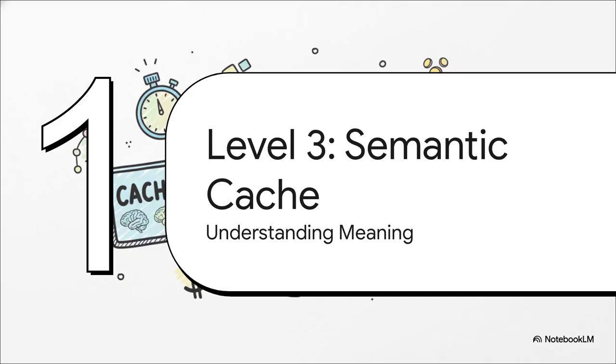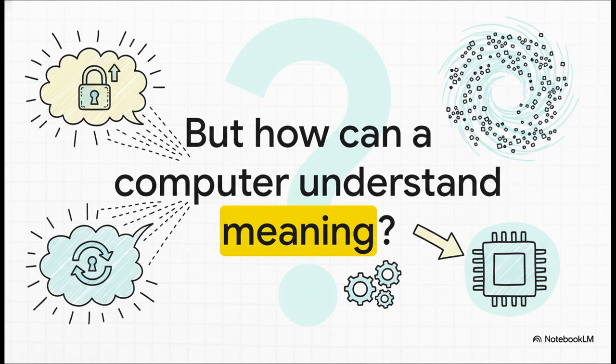This brings us to level 3, semantic caching. And trust me, this is where things get really, really cool. So how in the world do we get a machine to understand that update my password and change my password are basically the same thing? Well, the answer is kind of wild. We turn words into numbers.